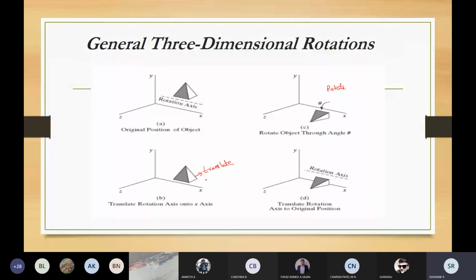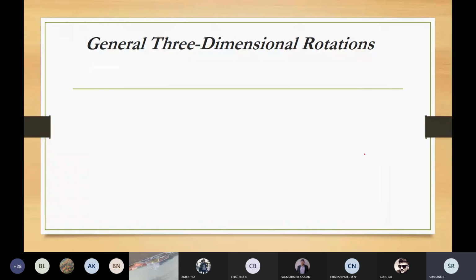After performing the rotation, they are bringing the object back to its original position. That is the inverse translation. So these are the three steps that are performed. We will call this the composite transformation that is being involved: translation, rotation, inverse translation.